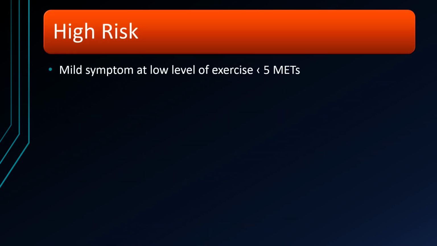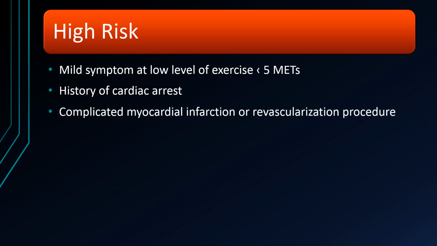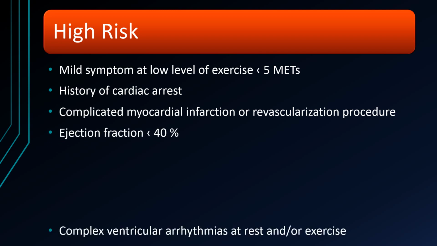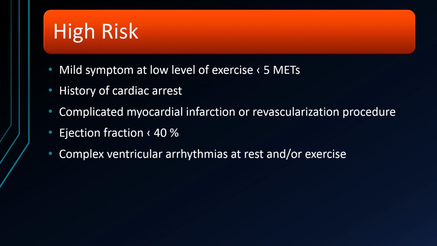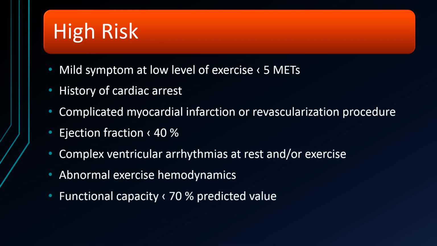Lastly, we have high risk patients. Mild symptoms at low level of exercise, even less than 5 METs. There is a history of cardiac arrest, complicated myocardial infarction or revascularization procedure. Ejection fraction is usually less than 40%, and there can be complex arrhythmias at rest or during exercise. And there are abnormal exercise hemodynamics as well. Their functional capacity is reduced to less than 70% of the predicted value.